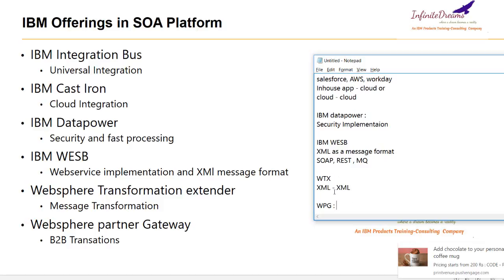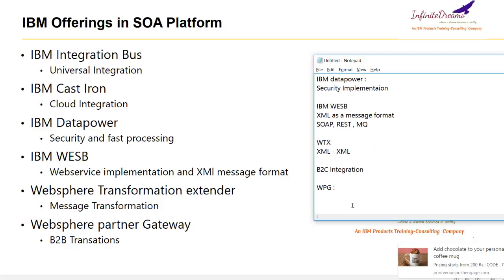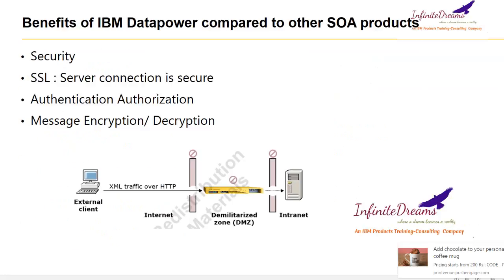Same way, another tool IBM has is WPG, or WebSphere Partner Gateway. Till now, all the integration we have discussed was B2C integration, business to customer integration. Sometimes we have the need for business to business integration. In such a B2B scenario, we will use the tool called IBM WebSphere Partner Gateway. Now in the next slide we will see the benefits of IBM DataPower.